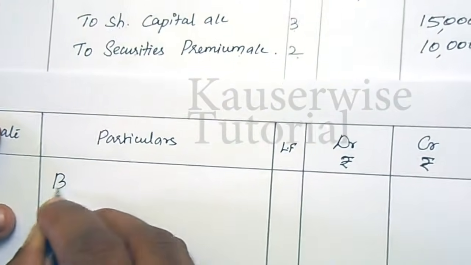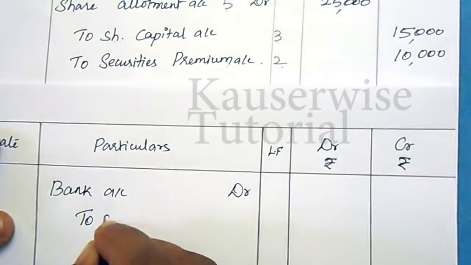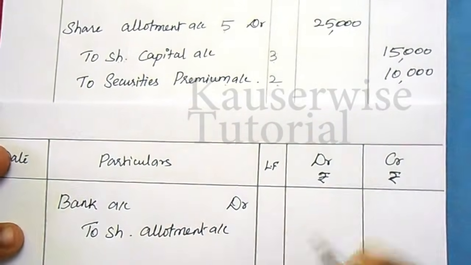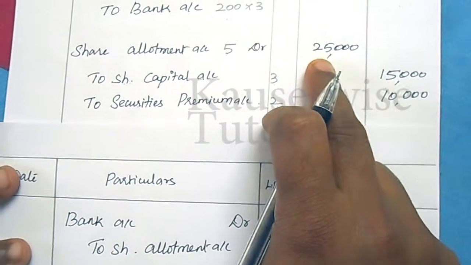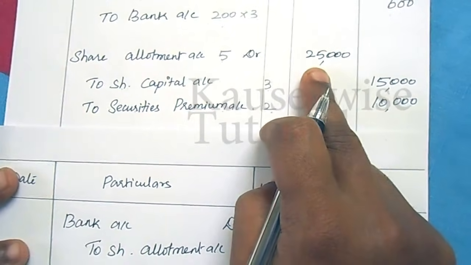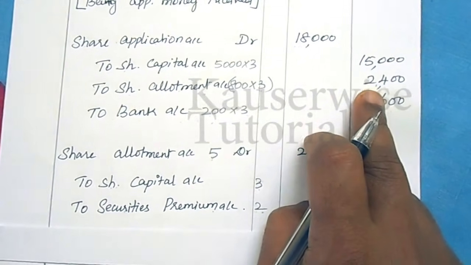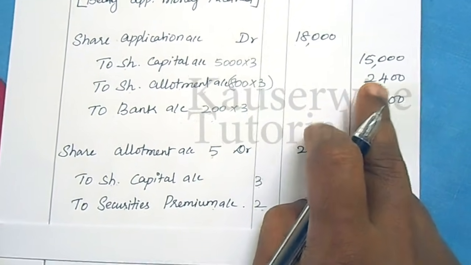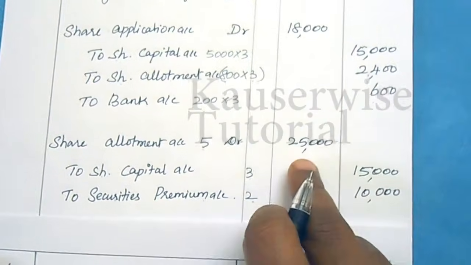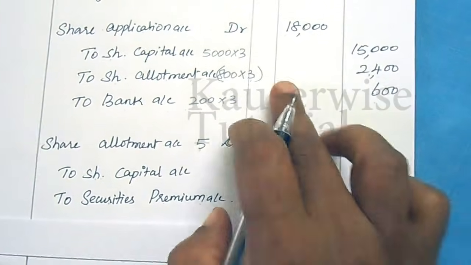Next entry is allotment money received. Entry for the transaction is bank account debit to share allotment. Okay, so how much amount are we supposed to receive? 25,000 including securities premium. So 25,000 we are supposed to receive, but we have already received 800 into 3 rupees, 2,400, along with the application money. So this amount is retained towards allotment. Now you can subtract 2,400 from 25,000. The remaining amount you can receive from the shareholders. This is called pro-rata allotment.